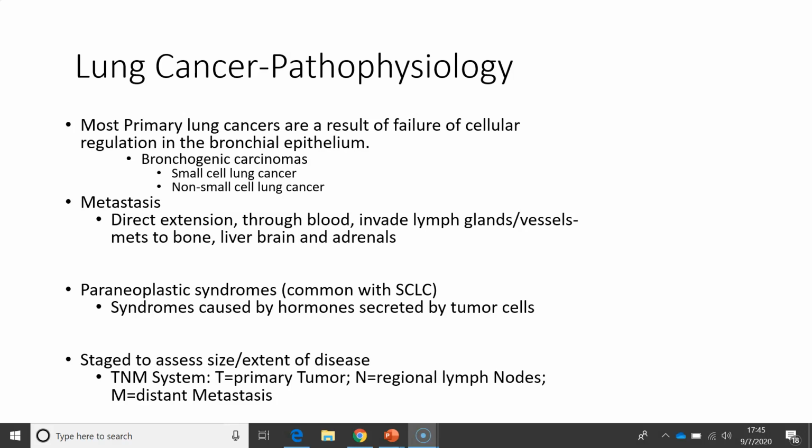Paraneoplastic syndromes are syndromes caused by the hormones secreted by the tumors. And this isn't just for lung cancer, it's for all cancers. Staging to assess the size and extent of the disease: the T is your primary tumor site, the N is regional lymph node involvement, and M is the distance to which it has metastasized.